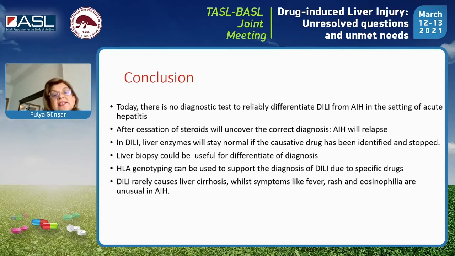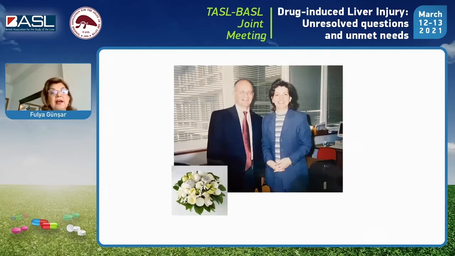In conclusion, there is no diagnostic test to reliably differentiate DILI from autoimmune hepatitis in the setting of hepatitis. Cessation of steroids will uncover the correct diagnosis, autoimmune hepatitis with relapse. In DILI, liver enzymes will stay normal if the causative drug has been identified and stopped. Liver biopsy could be useful to differentiate the diagnosis. HLA genotyping can be used to support diagnosis of DILI due to specific drugs, and DILI rarely causes liver cirrhosis, while symptoms like fever, rash, eosinophilia are unusual in autoimmune hepatitis.